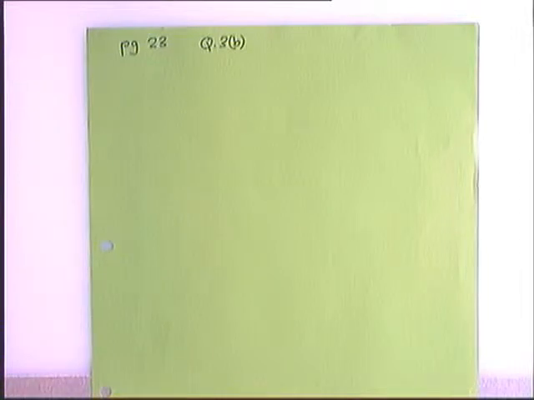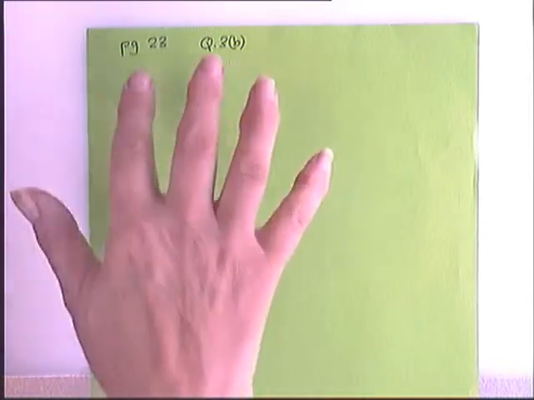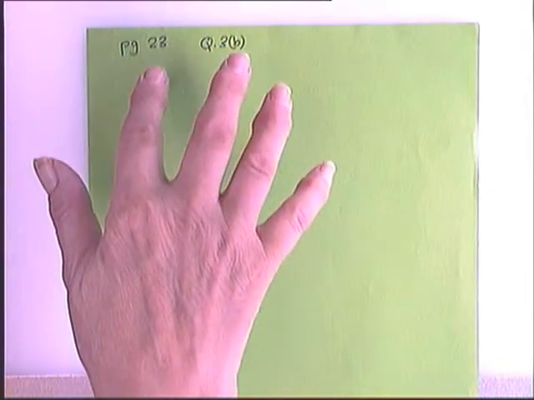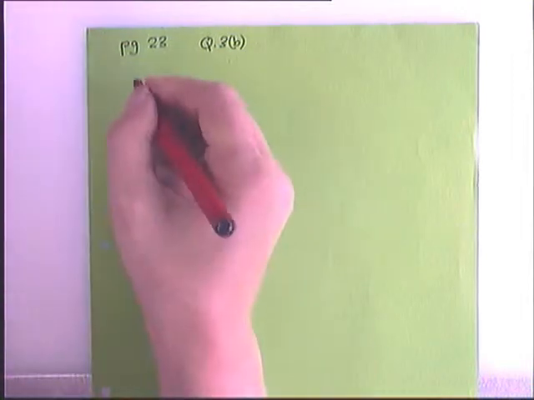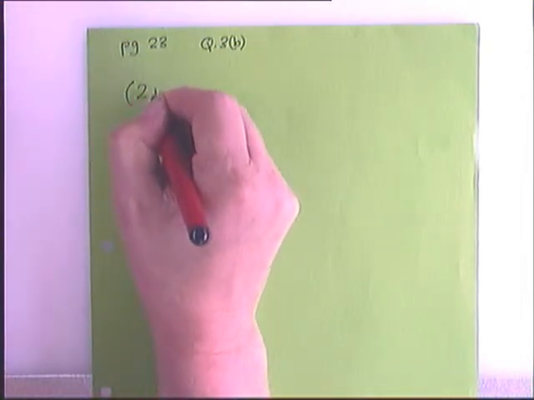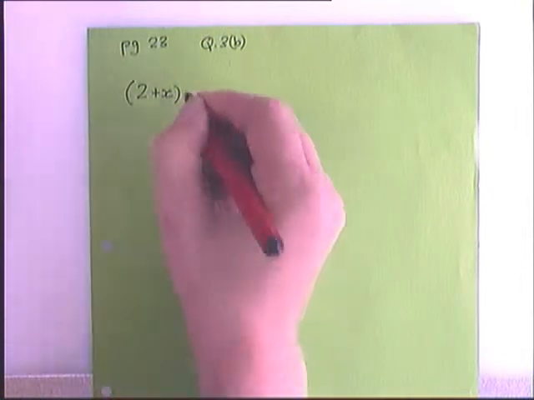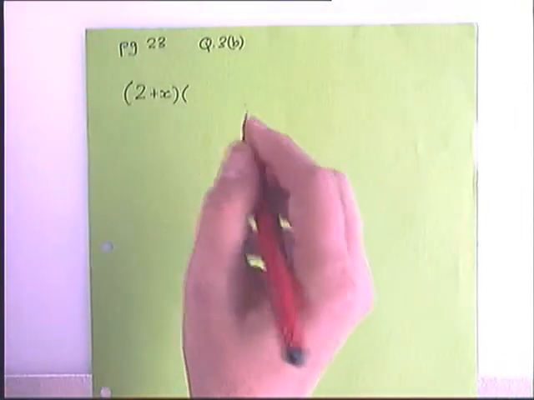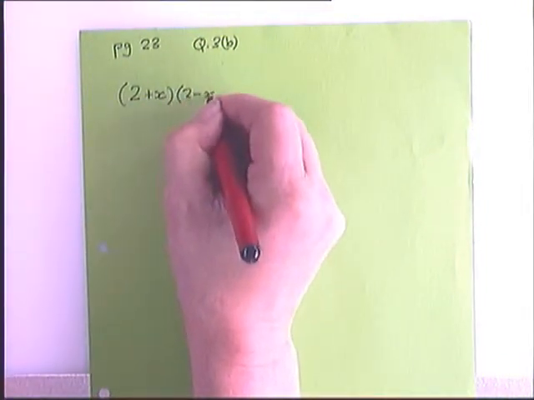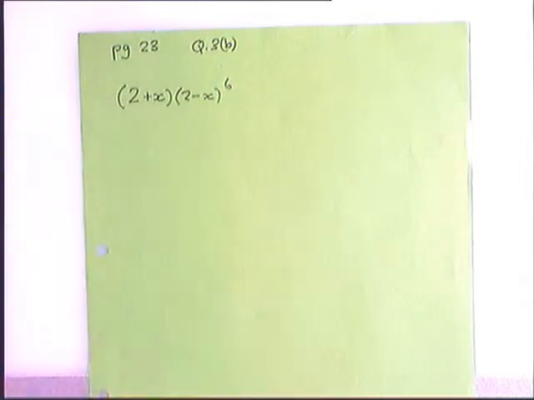Okay, we're going to do some work on binomial expansion, and the binomial expansion we're going to do is page 23 of the preparation booklet, question 3b. And that question says, find in ascending powers of x the following expansion of (2 + x) multiplied by (2 − x) to the power 6.